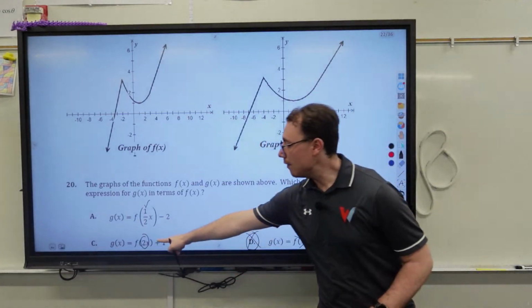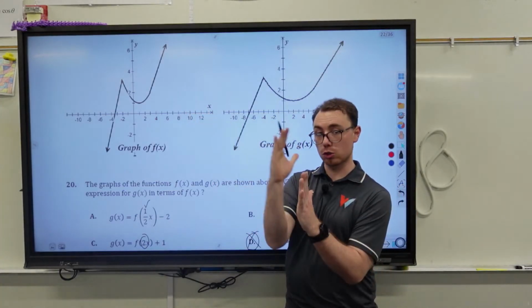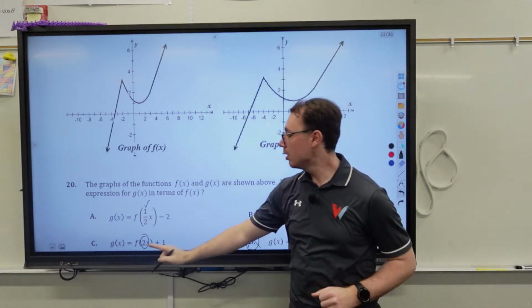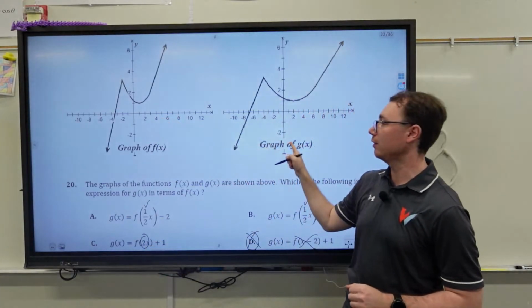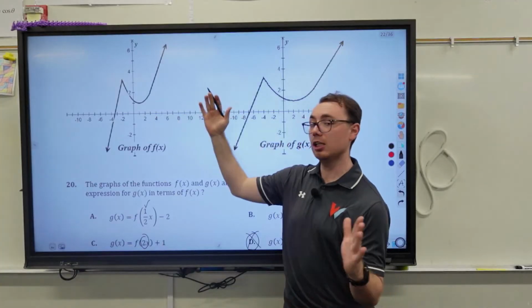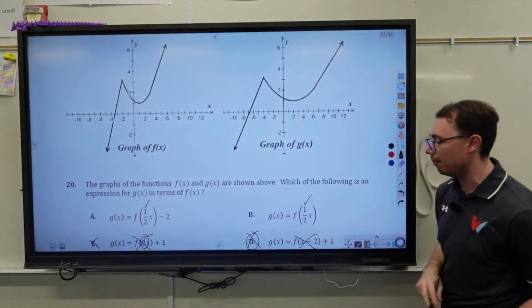D is not right. If it was multiplying by 2, then this initial graph would shrink. It would get tighter. So since it's 2 times x, it's not going to be from f to g here because we'd expect it to go tighter. So we know c is also wrong, leaving us with a and b here.